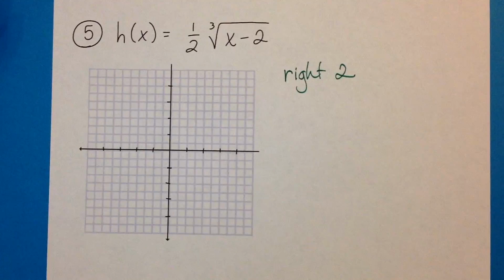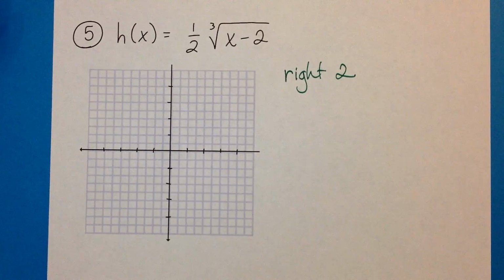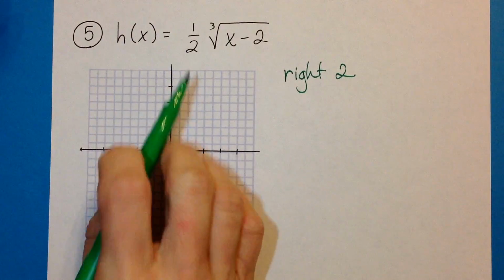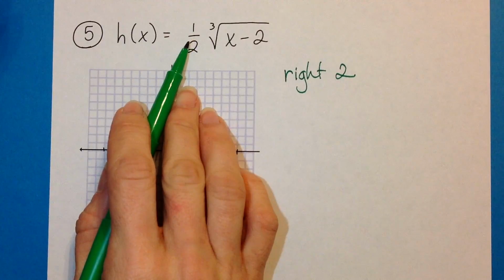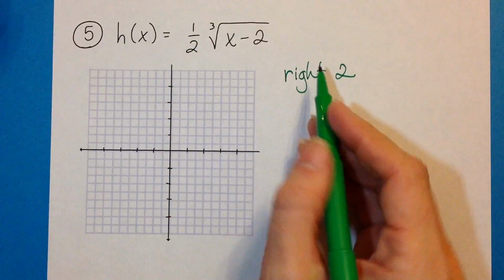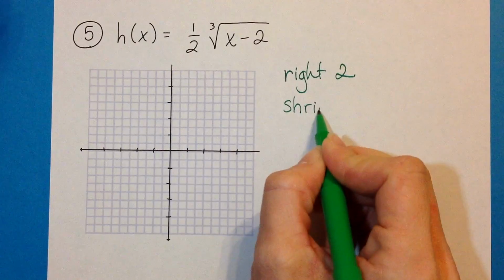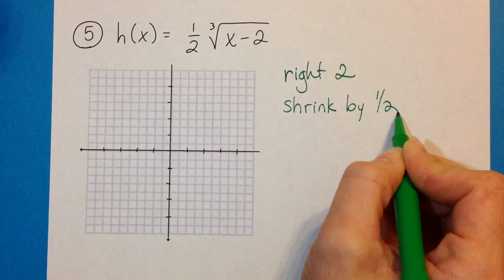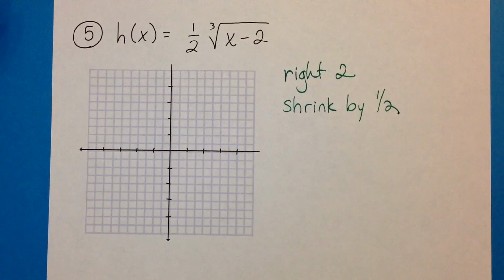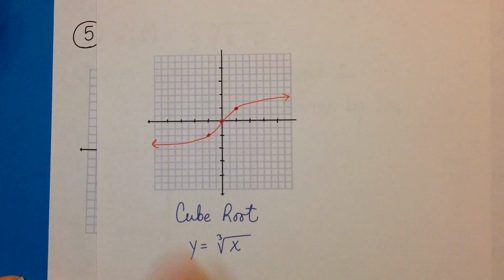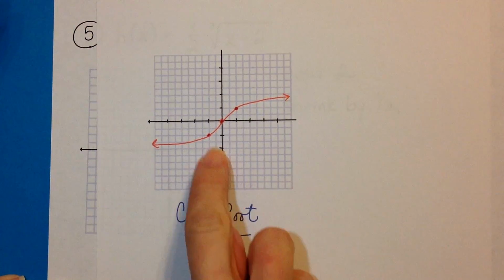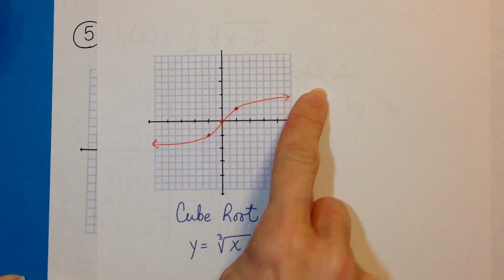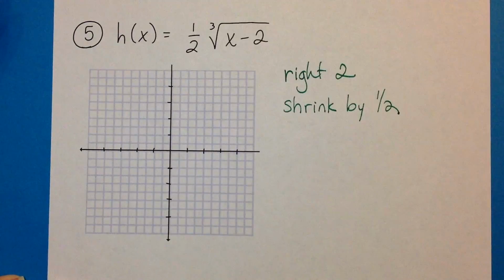Okay, you do have a shrink in this case, this number being multiplied, but because it is between 0 and 1, then that's going to be a shrink by 1/2. Alright, so that's the only 2 transformations I have here. Okay, so this is the graph. This is my cube root, so these 3 points, and then you stretch that out to the left and to the right when we go to connect it up in just a minute.